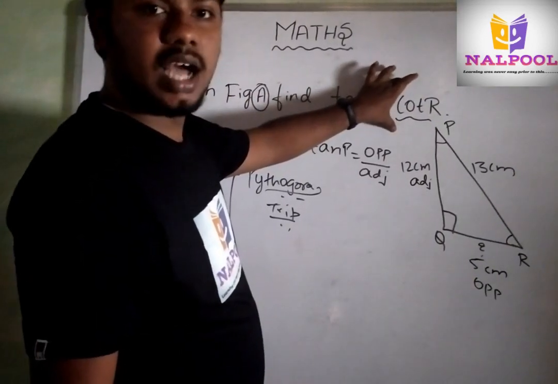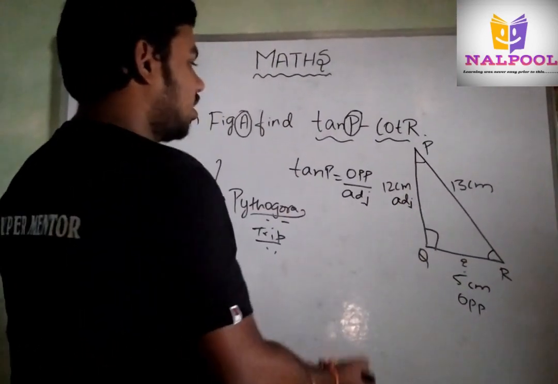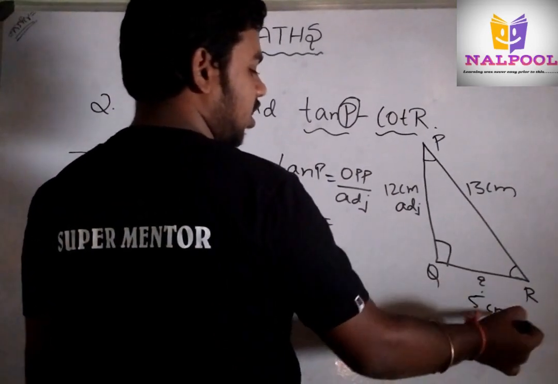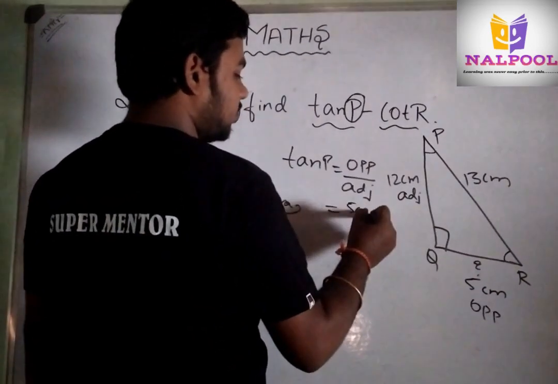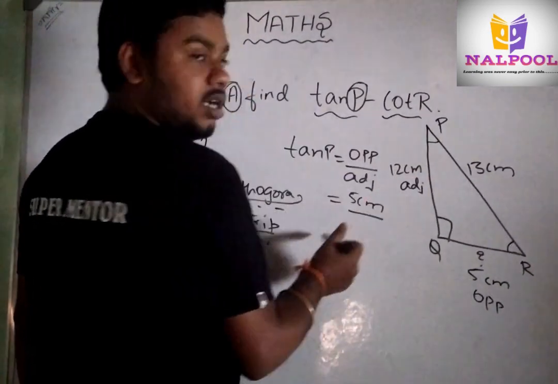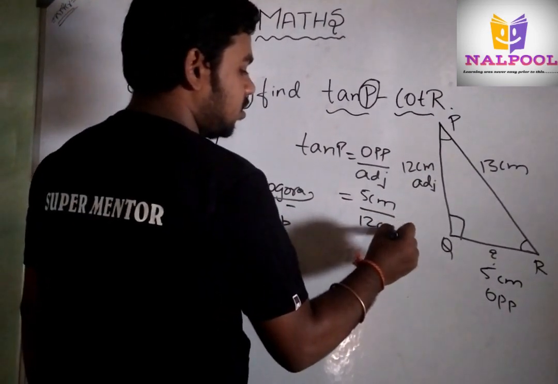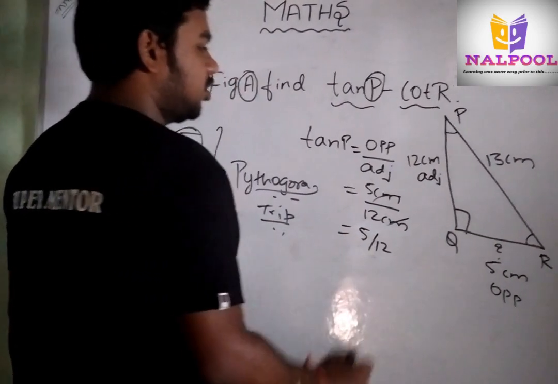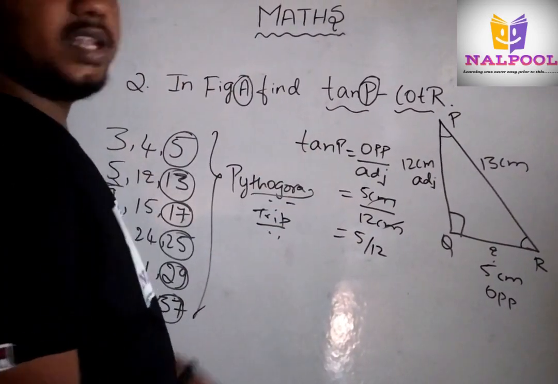If we take cot R, it will be reverse. See here. Opposite, which one? Opposite is QR. How much? 5 cm. And adjacent is 12 cm. Centimeter cancels. 5 by 12 is the ratio for tan P. Now we will see cot R.